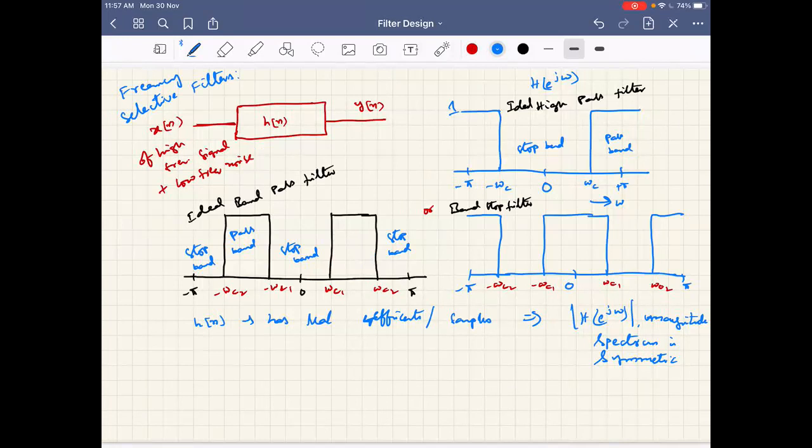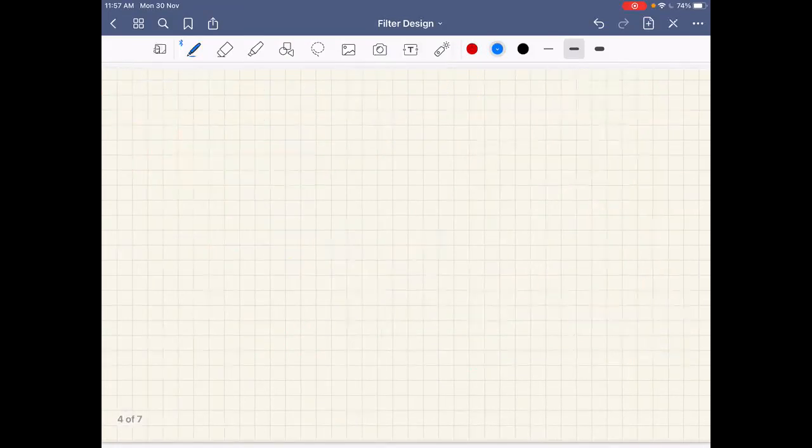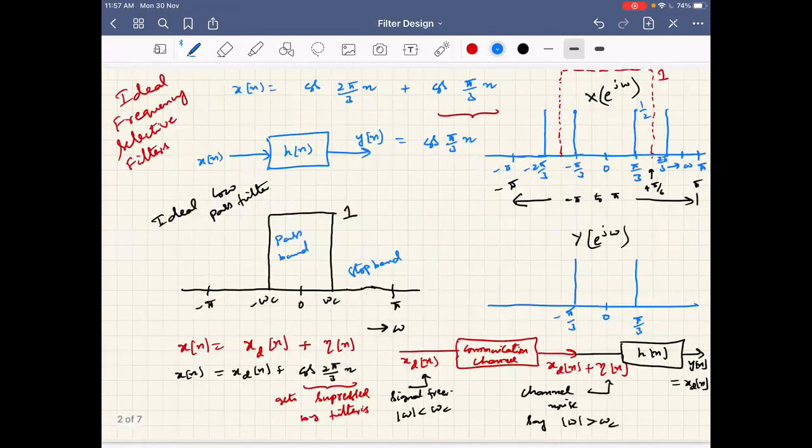Fine. So let us consider the ideal filter, the ideal low pass filter. With respect to the low pass filter, we will make the discussion now, and the same discussion will extend to the design of high pass, band pass, or band stop filters.